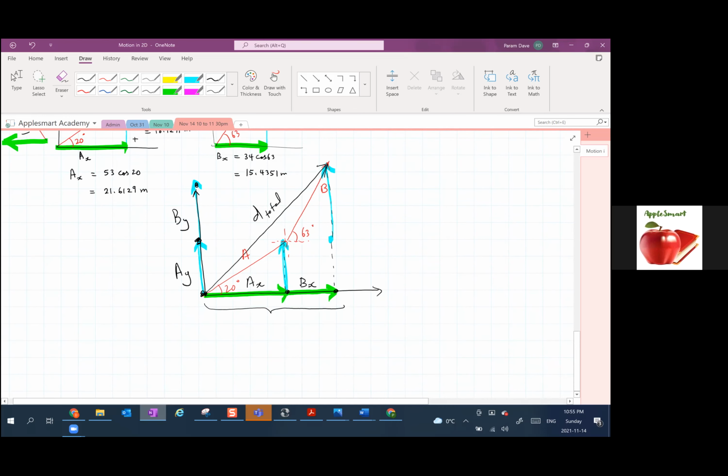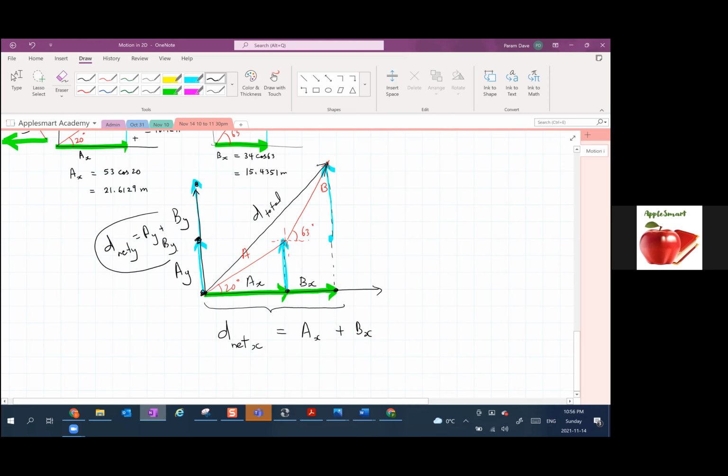So now what do you think? How would I find out the net motion, D net, along X? How do I do that? Any idea? Add the x's. Add the two X parts. Perfect. So you do AX plus BX. Both are to the right, so obviously you have to add. If one was to the left, then you would have to do AX minus BX. And then similarly here, because both these are pointing upwards, you add AY to the BY. Right?